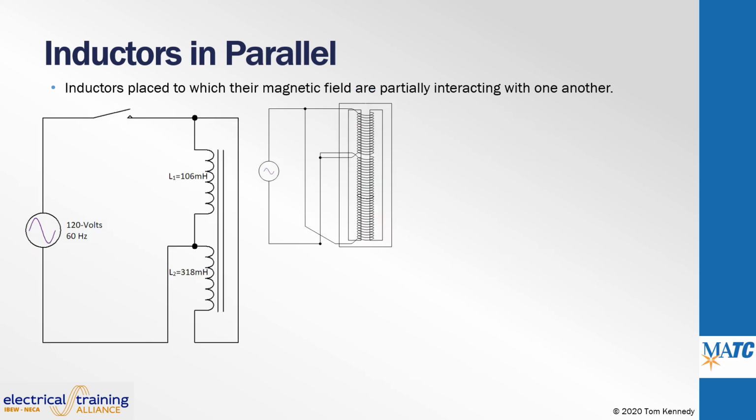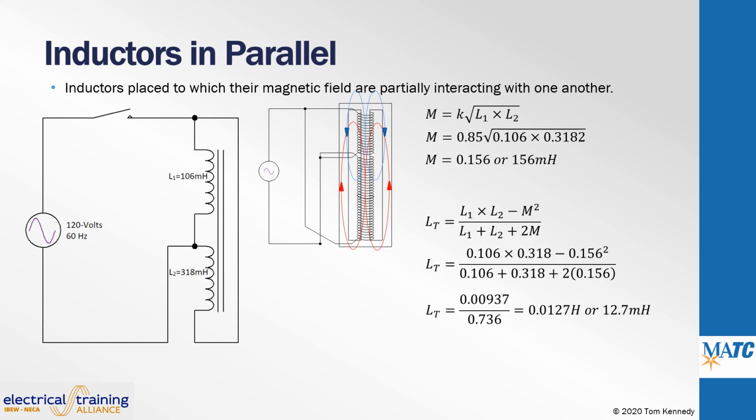Where parallel coils are connected and are differential with a coefficient of coupling at 85%, the 106 millihenry and 318 millihenry inductors will have a mutual inductance factor of 156 millihenries. The parallel inductance will be 12.7 millihenries. This will result in an inductive reactance of 4.8 ohms and a total circuit current of 25 amperes.